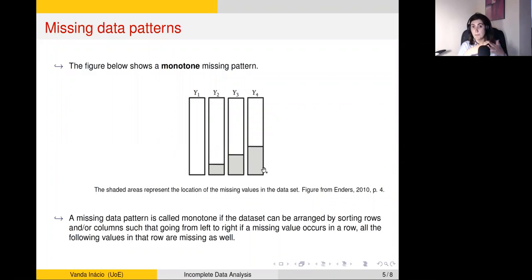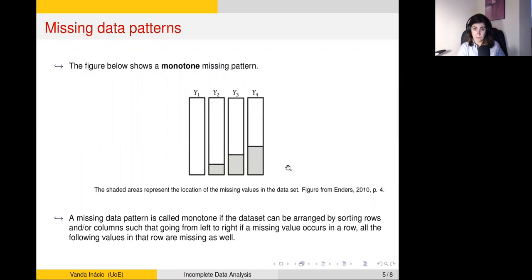And monotone patterns arise in the context of longitudinal studies. We have seen an example in the last video, and for instance, suppose that we have participants enrolled in a trial and that the Y's represent the visits to the hospital to record some outcome of interest. And so, for instance, once a participant does not appear in one of the visits, it will not appear in any subsequent visit. So it dropped out from the study, as we have learned in the previous video.